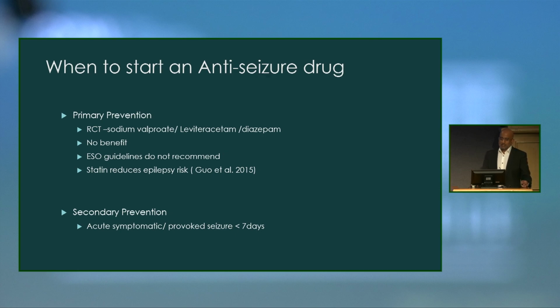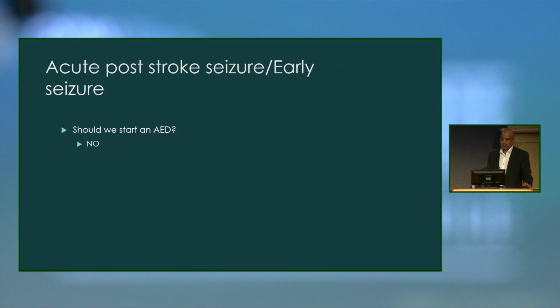In terms of secondary prevention, so those patients who've had a seizure in the acute setting in the first 7 days, should we treat those patients? Should we start an anti-epileptic drug on someone who's had a seizure in the first 7 days? According to the guidelines, no. According to clinical practice, almost always. And that's the case even in our setting.